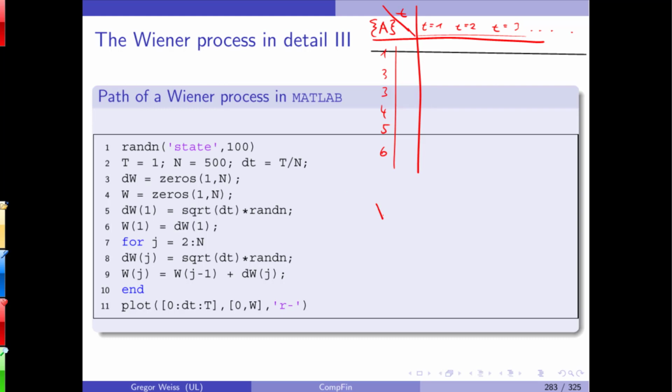We start here at w0. We need dw1, question mark, and if we then take w0 plus dw1, we get w1. Then we need dw2, and so on, and plot.